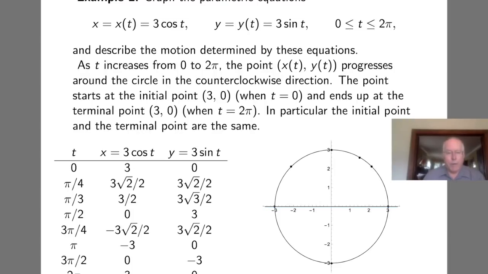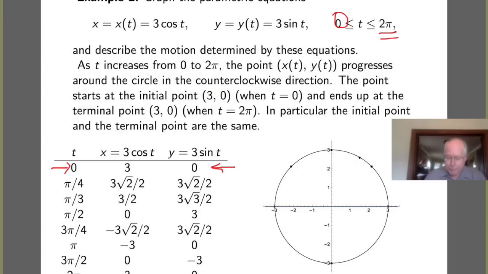So this point starts at the initial point with t equals 0. We have coordinates x equals 3, y equals 0. The terminal point, when t equals 2 pi, we see gives us 3, 0 back again. So in this case, the initial point and the terminal point are the same. The curve finishes where it starts.